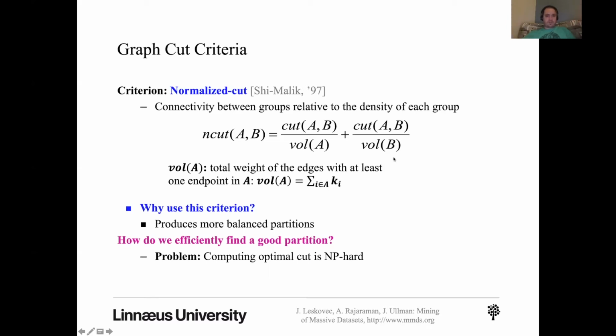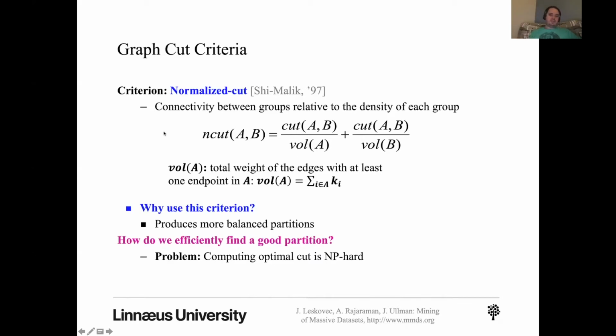Basically, that's just it. Take every node in community A, take the degree and sum the degree. Take every node in community B, take the degree, sum the degree. So why would you use this criterion? Well, it produces more balanced partitions, obviously, because now we're putting two things together. We want to cut, but we also want to have large volume. And you can see here that the cut is minimized, but actually the volume is maximized, if you think about it, because when you're dividing, basically the objective turns itself around, right?